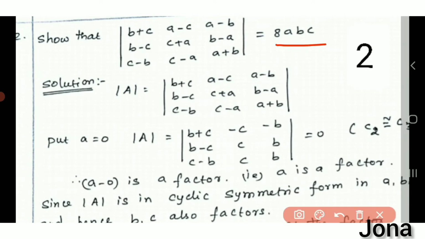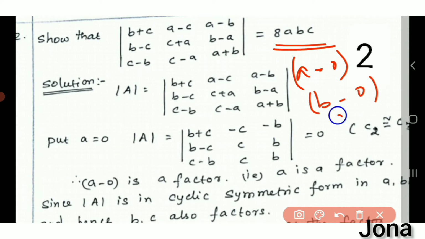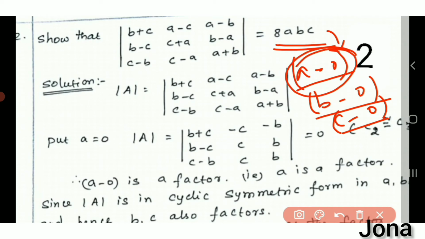So we have to take this product: a minus 0 is a factor, and then the next one, b minus 0, is the second factor. The third one is c minus 0 as the third factor. Okay, a minus 0 is nothing but a only. Here first I want to take the factor a minus 0. A minus 0 is equal to 0 means nothing but a equal to 0.